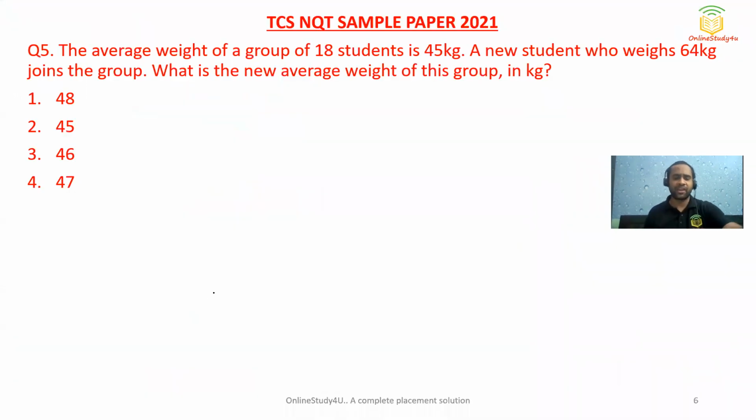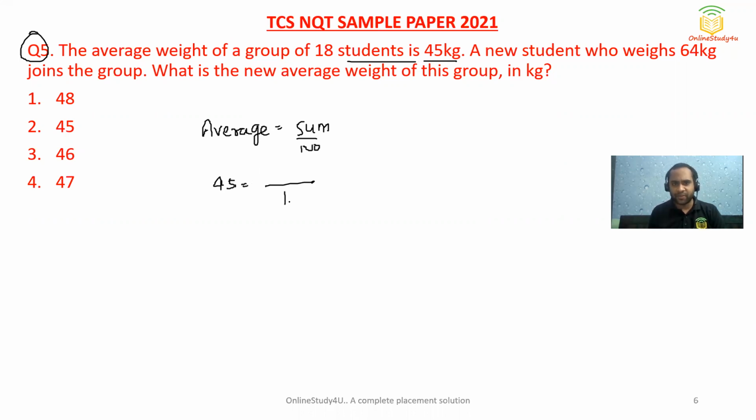Now let us solve question number 5. Question number 5 is an average question. From the average topic: the average weight of a group of 18 students is 45 kg. Average is nothing but, my dear friends, sum divided by number. Average is 45, the number of students is 18. The sum is not known, but we can calculate it. So the sum of 18 students will be 45 into 18.